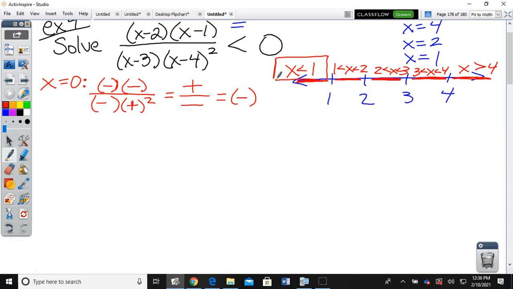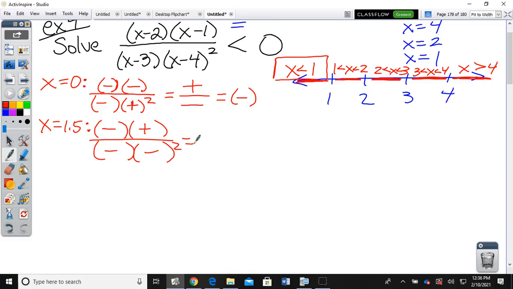Okay? I didn't really care that 0 minus 2 was negative 2. All I cared about was it being negative. Everybody with me? All right. What's the number between 1 and 2? 1.5 works for me. Just split the difference. All right. Same process. I'm going to plug it in, see what kind of numbers I'm getting. 1.5 minus 2 is negative. 1.5 minus 1. 1.5 minus 3. 1.5 minus 4. Negative.